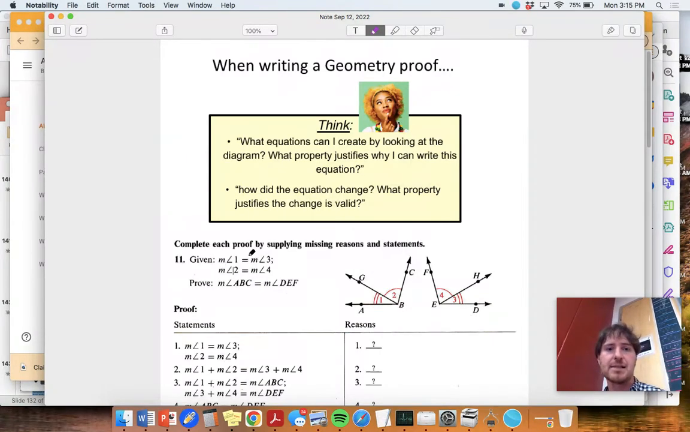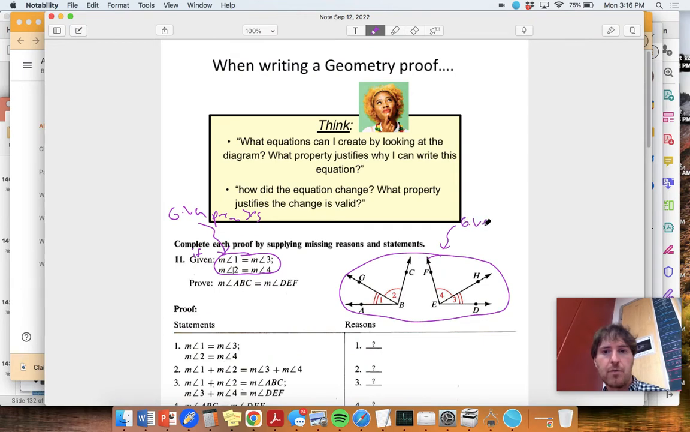So there are two places that you can really get information to start a proof. One is in the given statements. Remember, given just stands for if. If this is true, I want to prove that that has to be true. So here I have my given premises and I have my given diagram. I can choose either to start the proof, and let's look to see what they suggest.